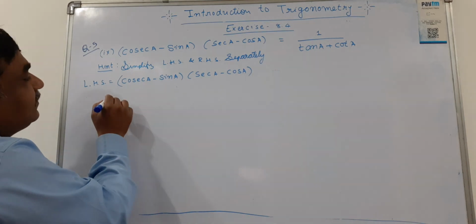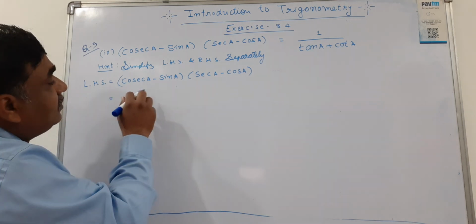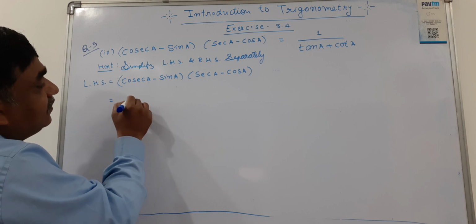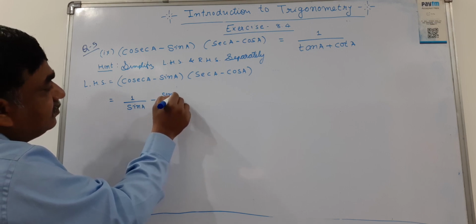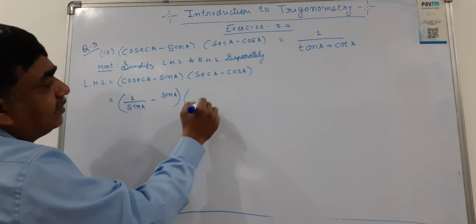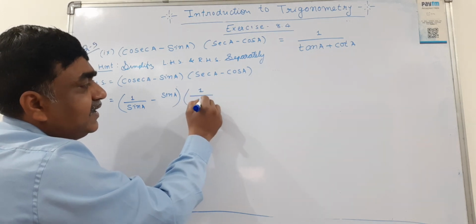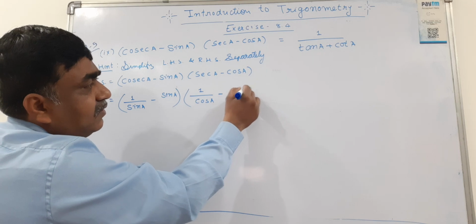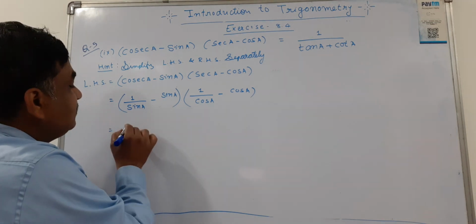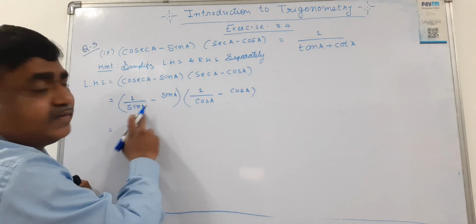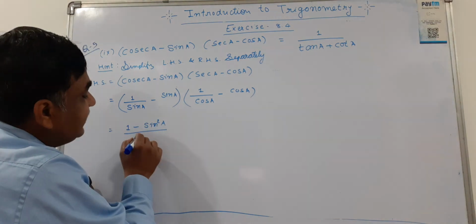So, how can I convert cosec into sin or cos? Cosec is the reciprocal of sin. So, I can write 1 upon sin A minus sin A. Here sec A is the reciprocal of cos, so I can write 1 upon cos A minus cos A. Now, taking the LCM, sin A is my LCM. So, I can write 1 as it is, and this sin A will multiply with this sin A, so it will become sin square A, and in division sin A.